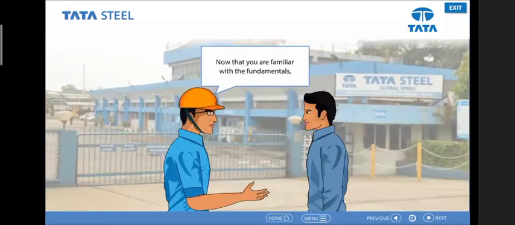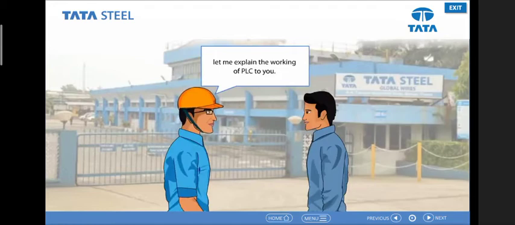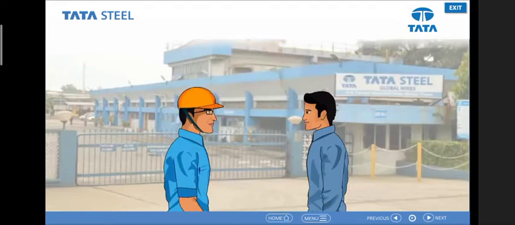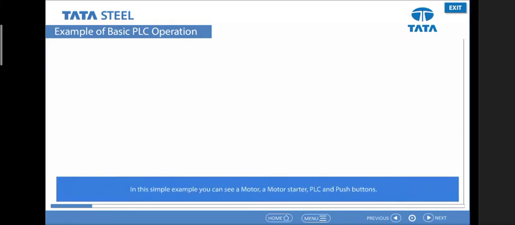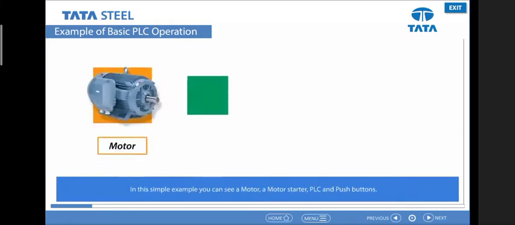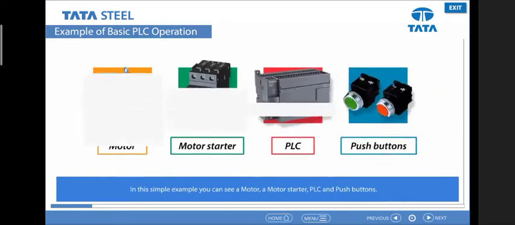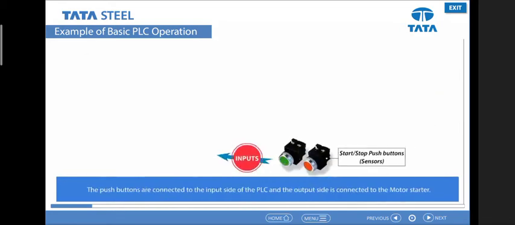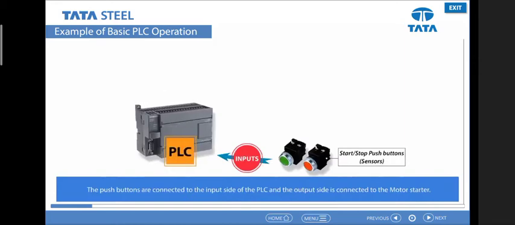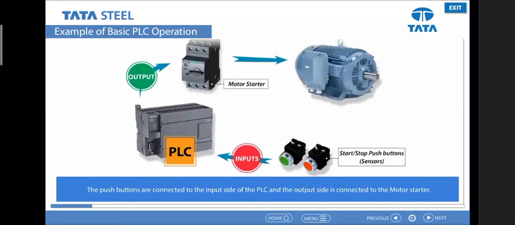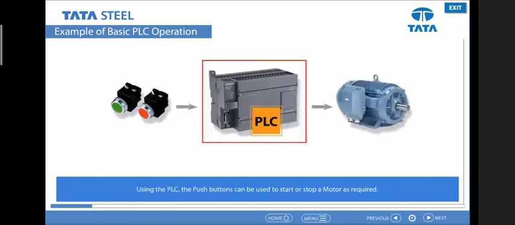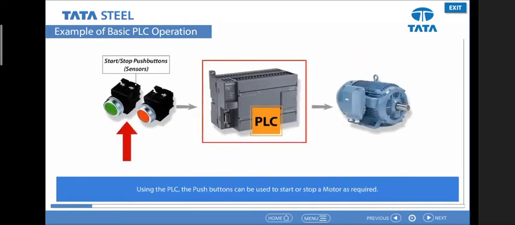Now that you are familiar with the fundamentals, let me explain the working of PLC to you. In this simple example, you can see a motor starter, PLC, and push buttons. The push buttons are connected to the input side of the PLC and the output side is connected to the motor starter. Using the PLC, the push buttons can be used to start or stop a motor as required.